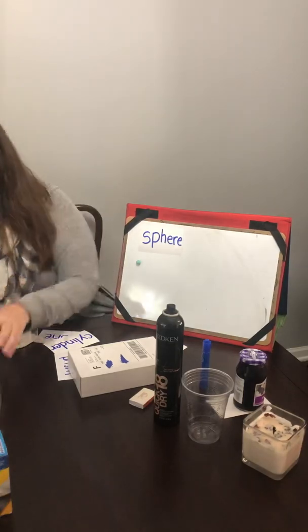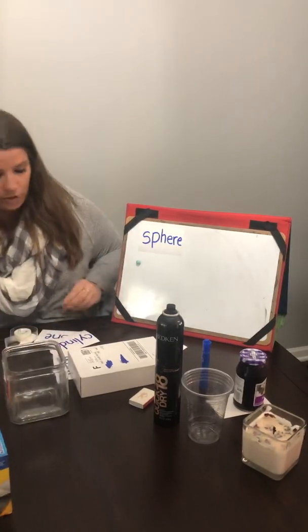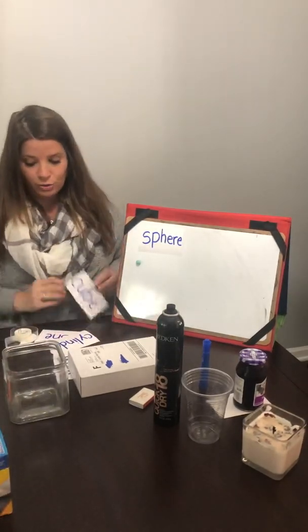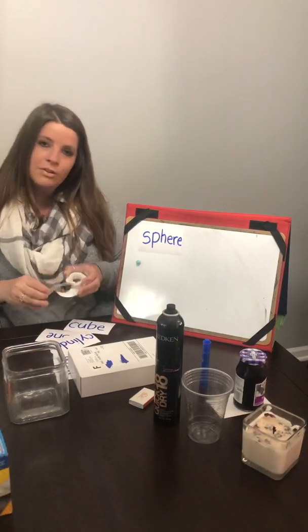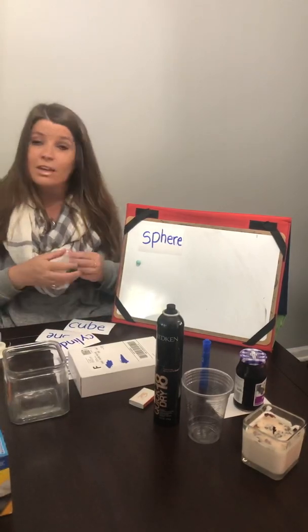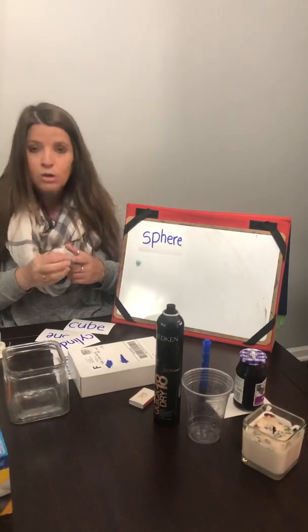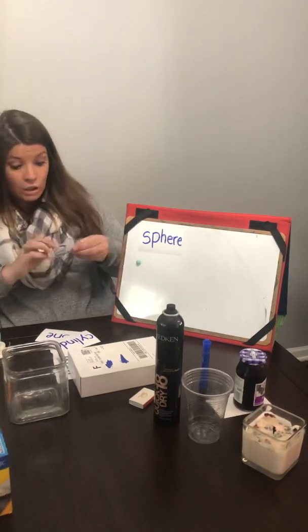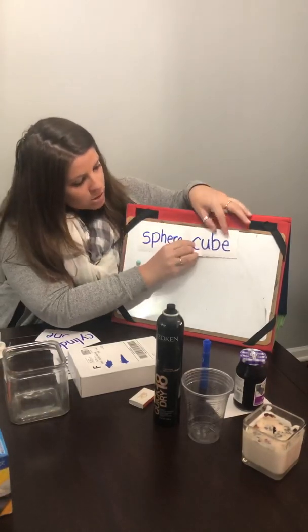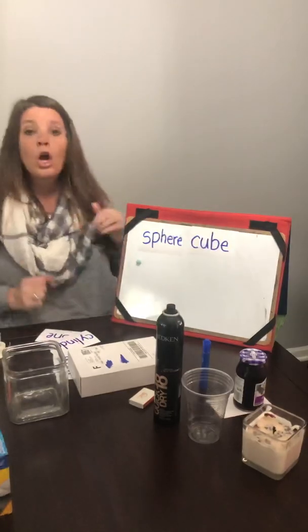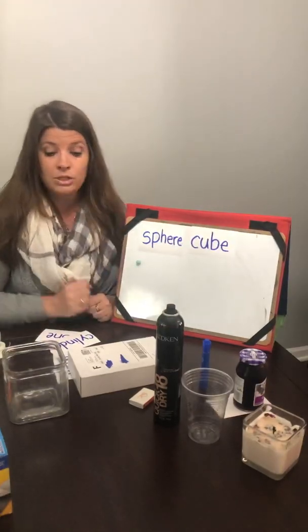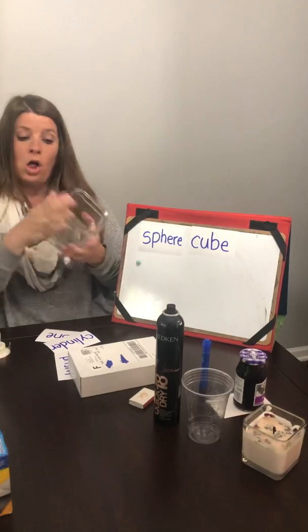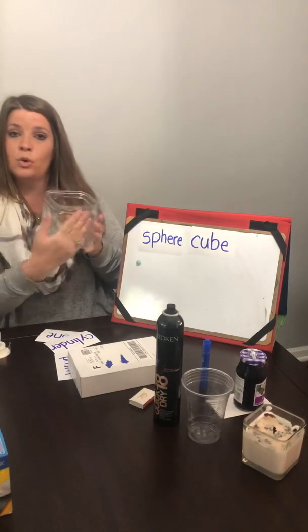Good job, kindergarten. Our next shape that we're gonna learn about is called a cube. And cubes are things that we see a lot. You might think of an ice cube or a dice is a cube, but cubes are also all over the place. A cube is interesting because a cube has all sides that are a square.